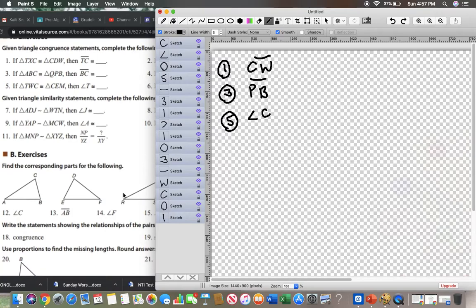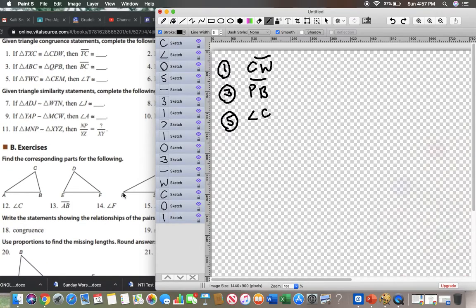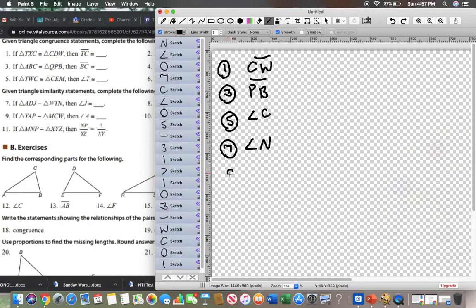Let's move down to number 7. Given triangle similarity statements now, let's finish the statement. So these triangles are now similar to one another. Therefore, angle J, what do we know about the angles for similar triangles? Well, the corresponding angles for similar triangles are also congruent. So therefore, angle J and angle N are congruent to one another.